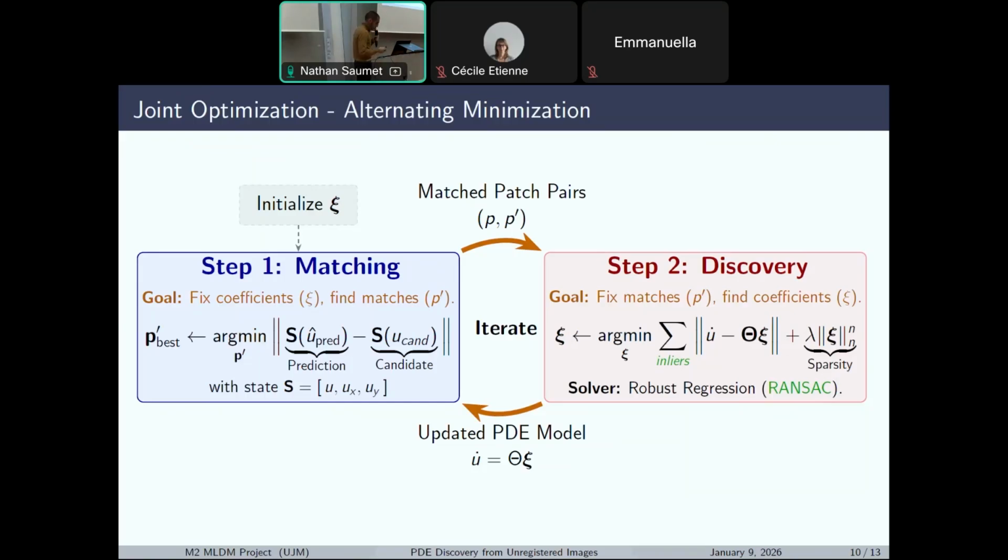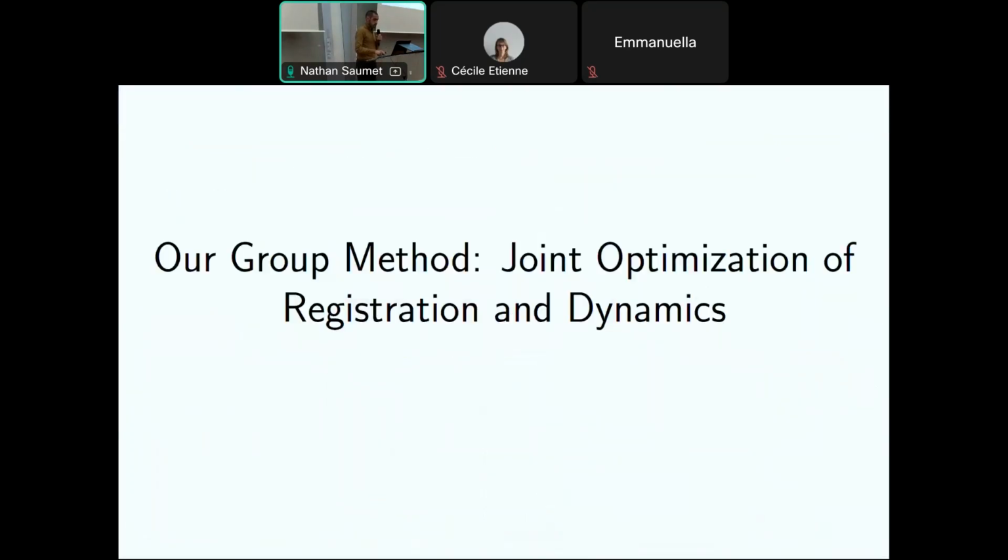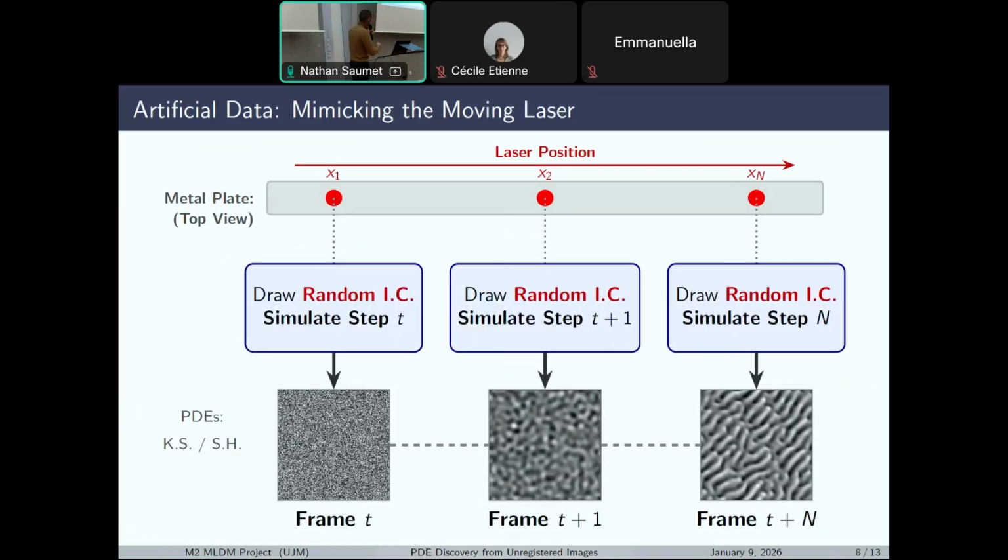So you're asking if each of the frames are coming from the same PD. Not from the same spot, but from the same underlying PD. So with one PD, you take a random initial condition, you fix one PD, you simulate until step T, you take this frame T, and then for frame T plus 1, you do another simulation with the same PD but a new random initial condition. And you take this frame T plus 1 and you concatenate everything.